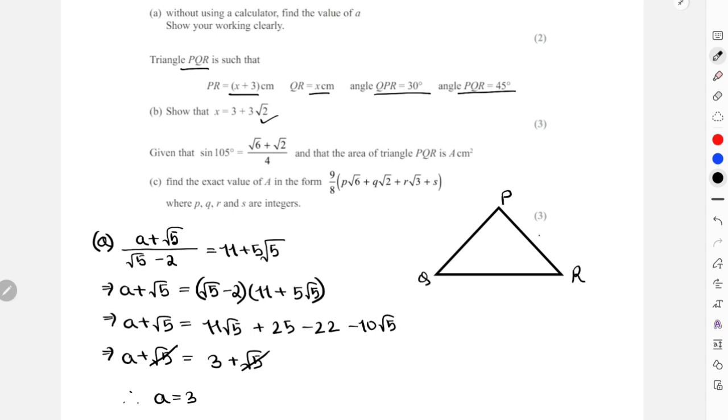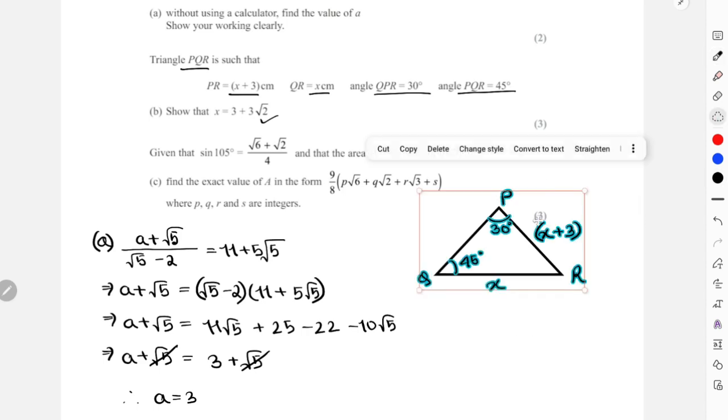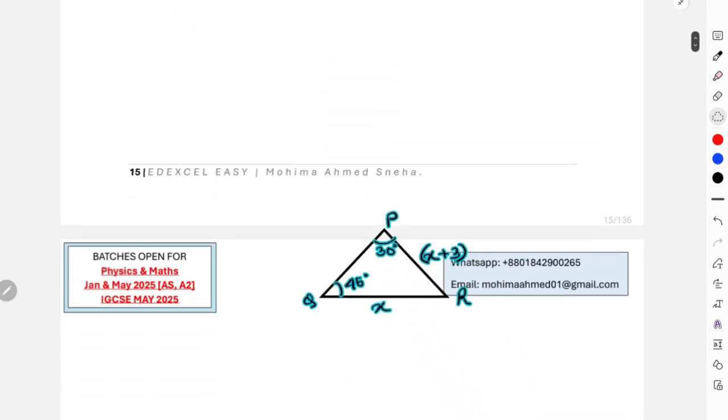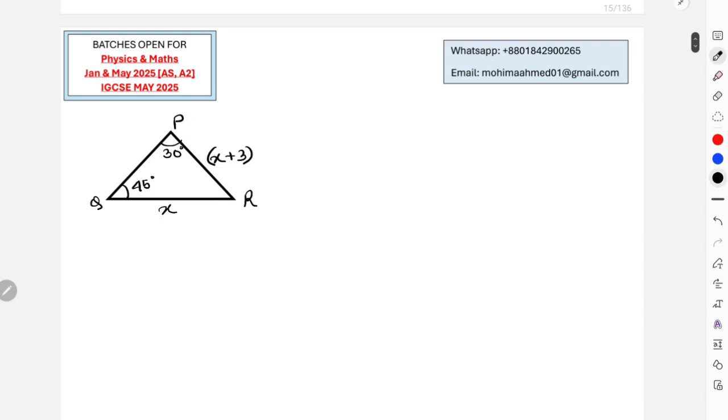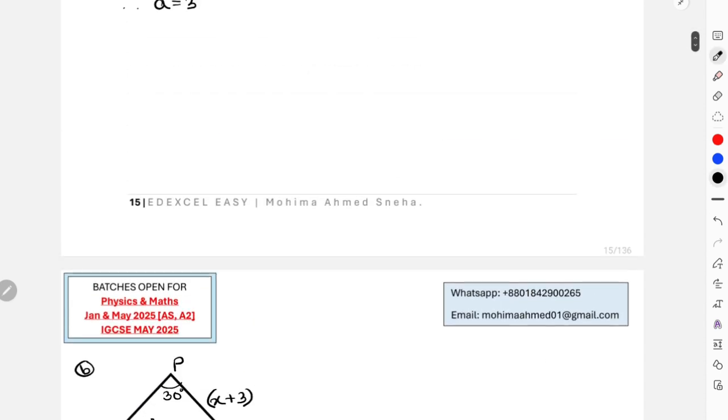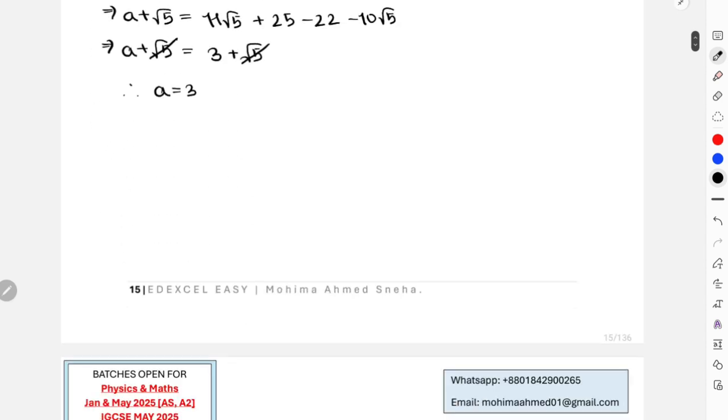It was stated that PR is x plus 3, QR is x centimeters, QPR is 30 degrees, and PQR is 45 degrees. We can clearly understand we have to use sine rule, right, because the angle and the corresponding sides are provided. So obviously you have to use sine rule and then simplify it. Let's just work with the part B from this portion. Wait, let me see if this was part B, right, this is part B.